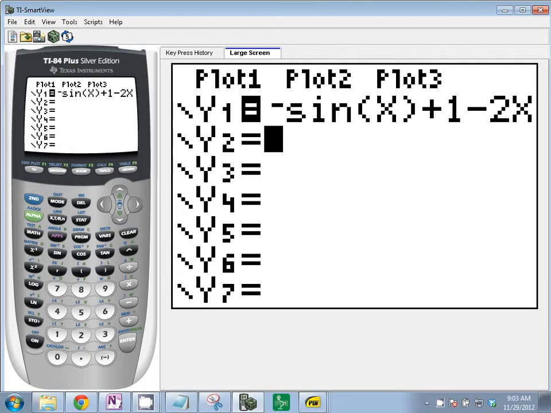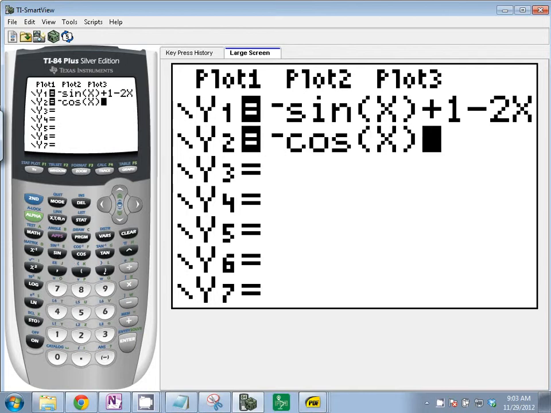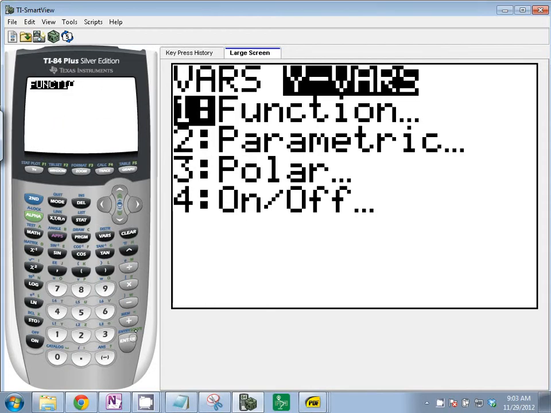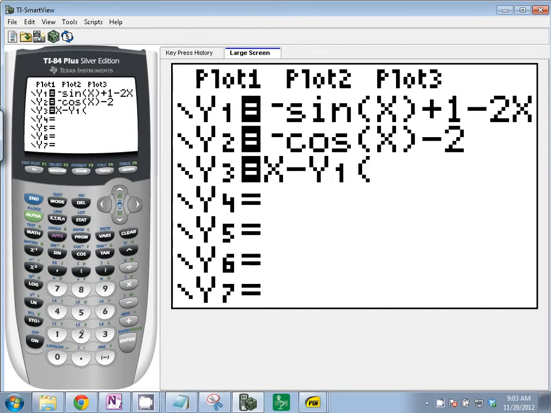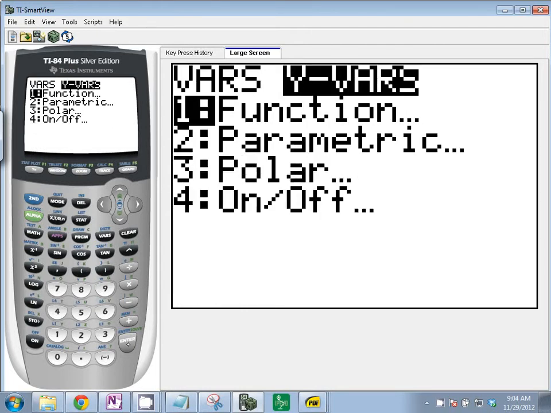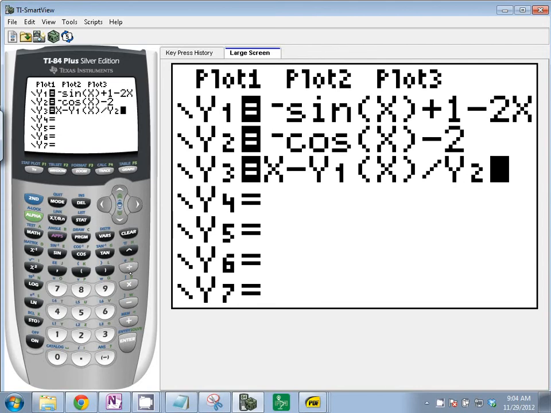Y negative cosine, because the derivative of sine is cosine, and it's negative, correct? Minus 2. And then what do I plug in right here? X minus what? Y1 and y2. Yeah, we've done this a bunch of times. Y1 of x divided by y2 of x. Yeah, y2 of x, the y vars function.